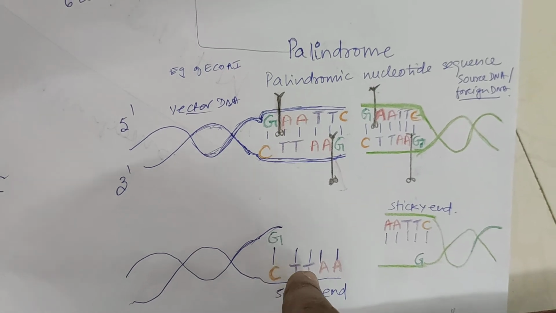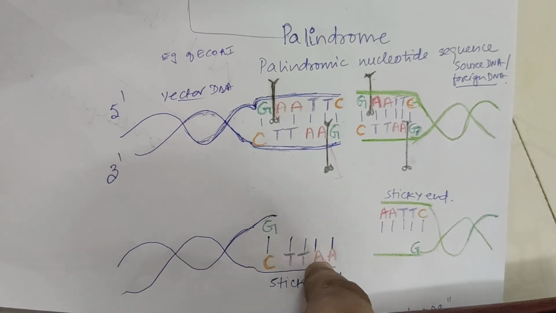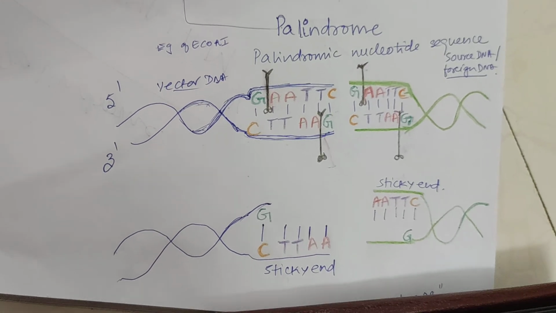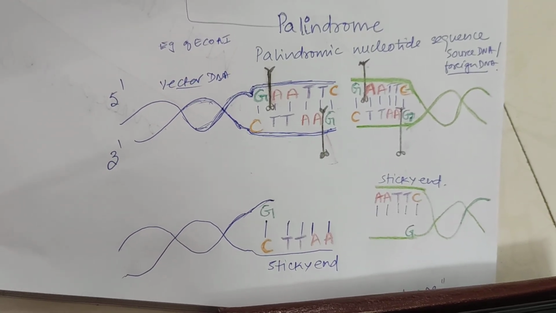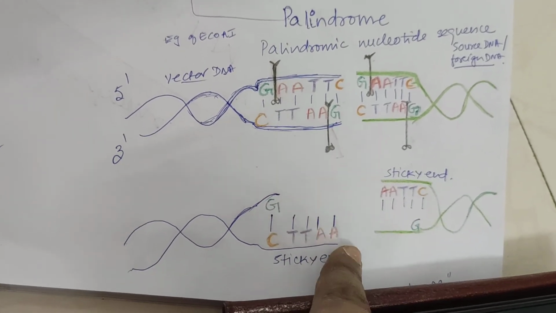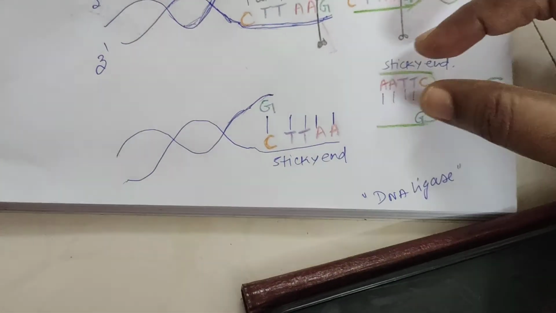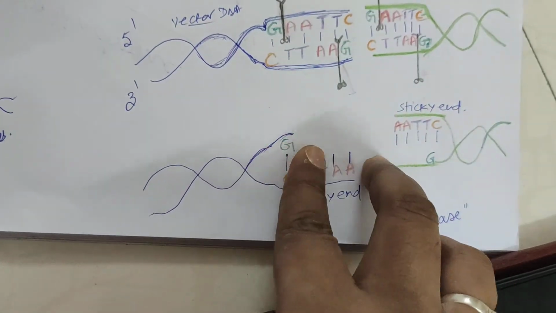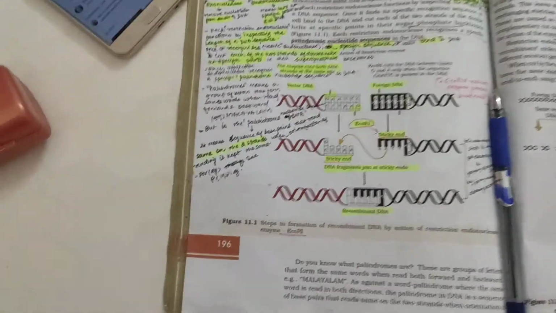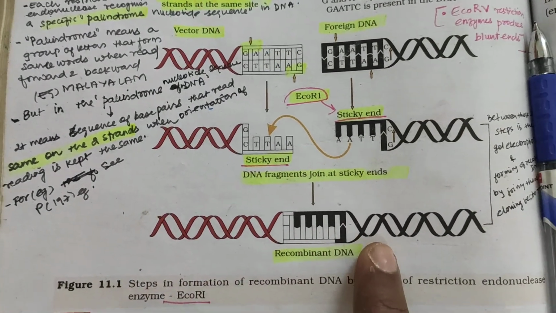What remains is the possibility of these hydrogen bonds. They can be there. That's why they are called sticky ends. They form hydrogen bonds with their complementary cut counterparts, and because of this stickiness of the ends, the action of DNA ligase is facilitated, so that these two will join and form recombinant DNA. Let me show it in the book. See, it got cut, and now it has got joined: recombinant DNA.